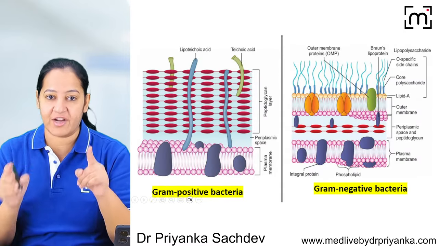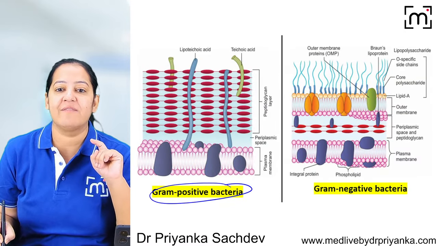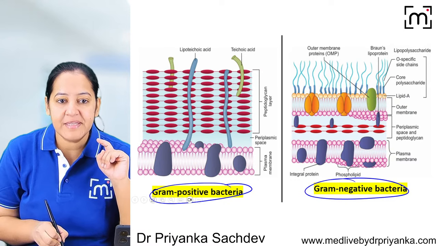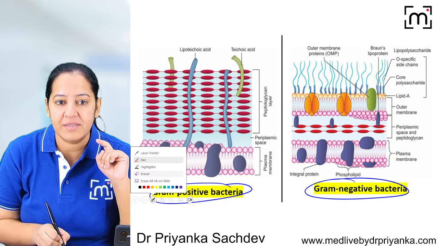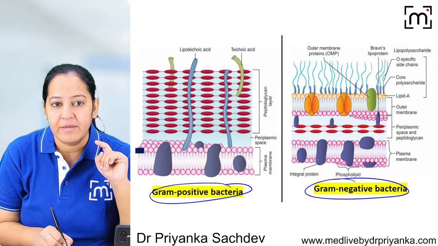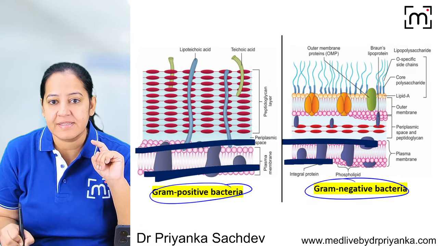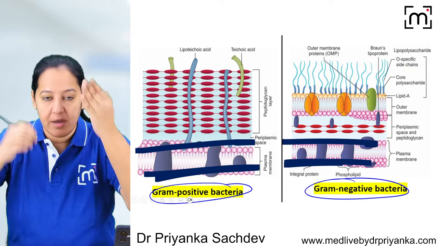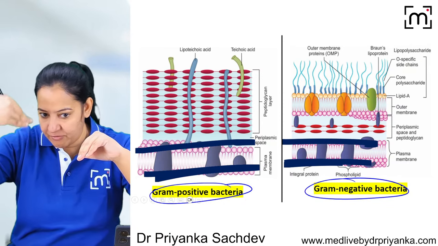Now you tell me the diagram of gram-positive bacteria cell wall and gram-negative bacteria cell wall. Can you see, this is the cell membrane? Please appreciate, this is the cell membrane over which there is a cell wall. Now see the cell wall of gram positive, see the cell wall of gram negative.